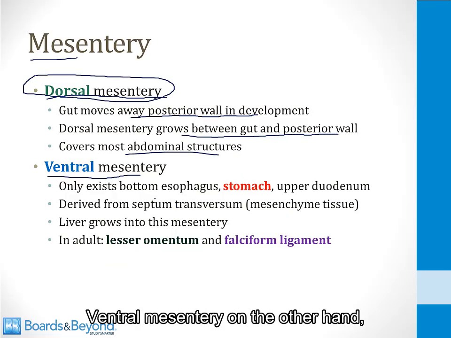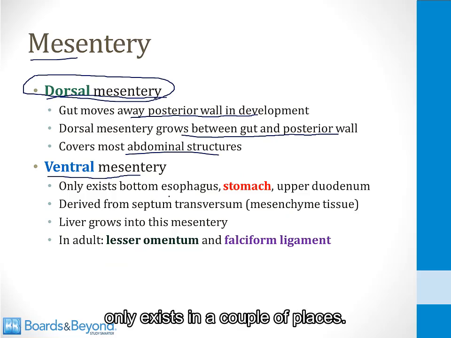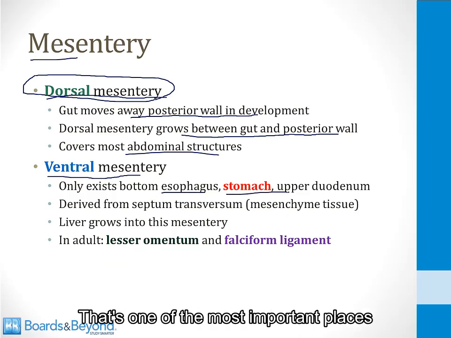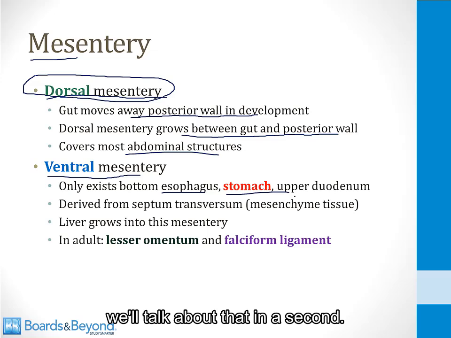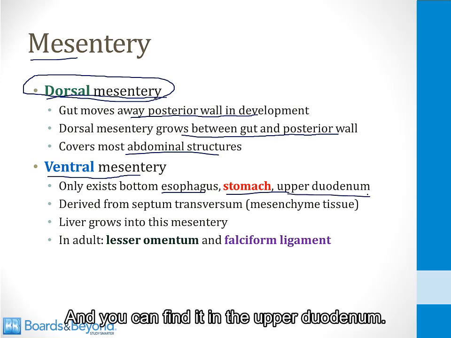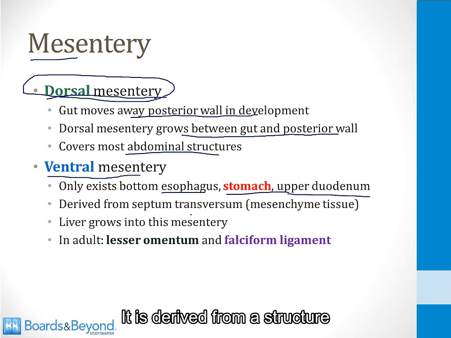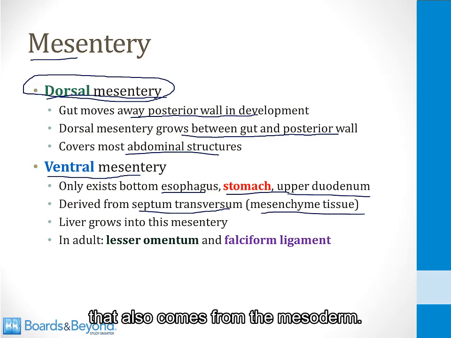Ventral mesentery, on the other hand, only exists in a couple of places. You can find it in the esophagus. You can also find it in the stomach. That's one of the most important places. We'll talk about that in a second. And you can find it in the upper duodenum. It is derived from a structure called the septum transversum, which is mesenchyme tissue that also comes from the mesoderm.